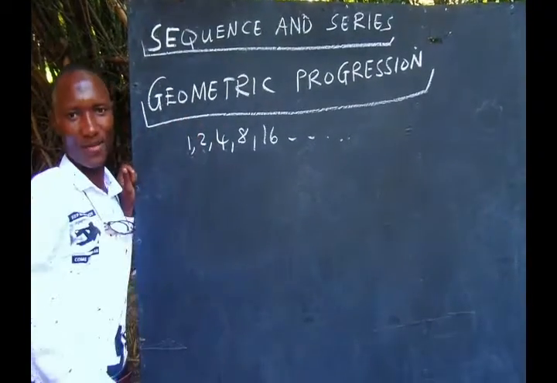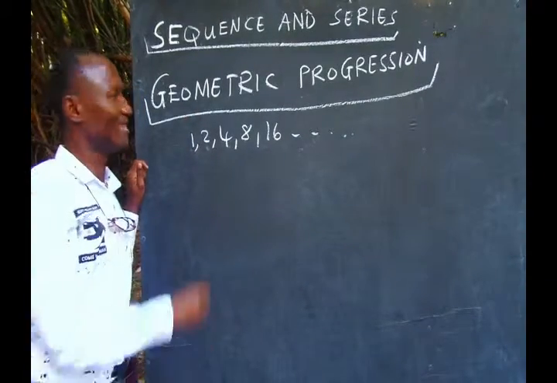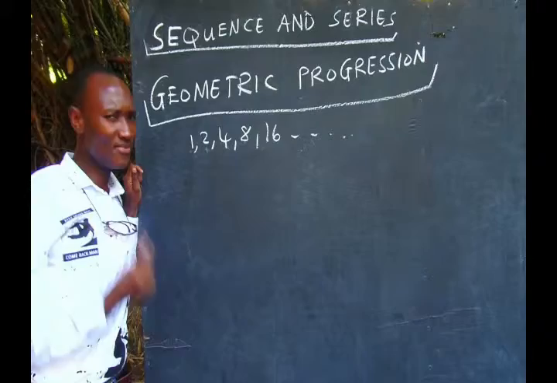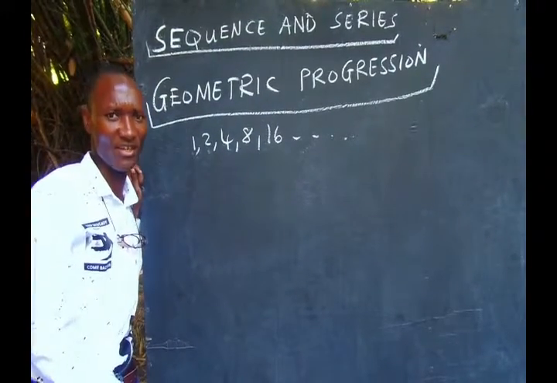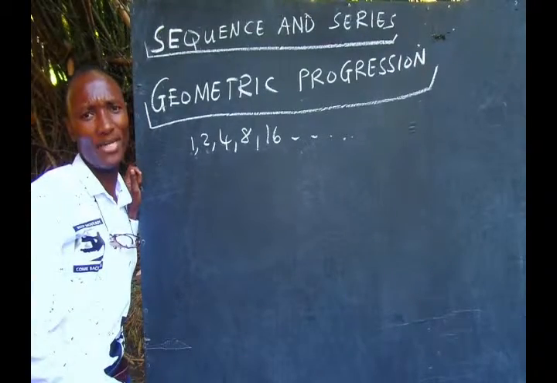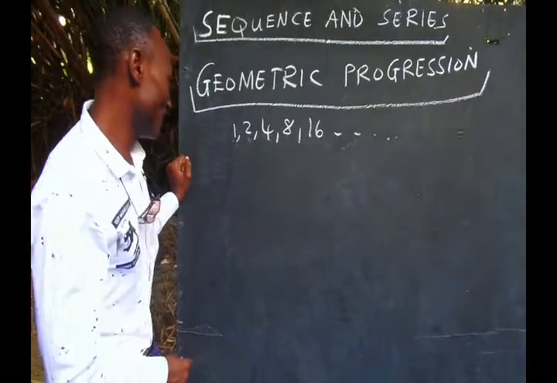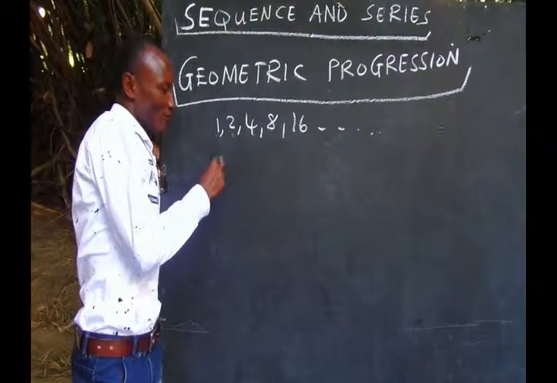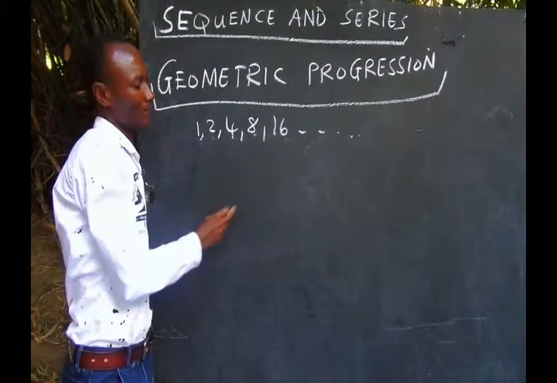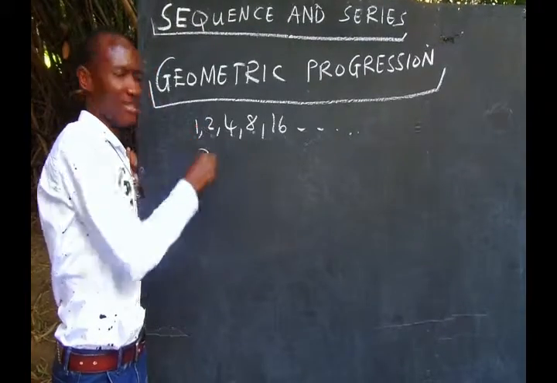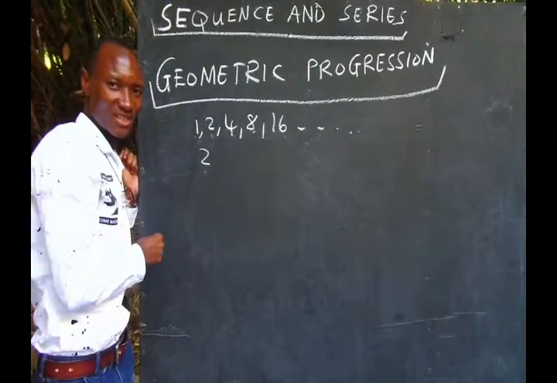So by definition, my best friend, we say geometric progression is the type of sequence in which the next number is obtained by multiplying. So here, we multiply by 2. 1 times 2 times 2 times 2 times 2. So here 2 is multiplying to get the next number, my best friend.